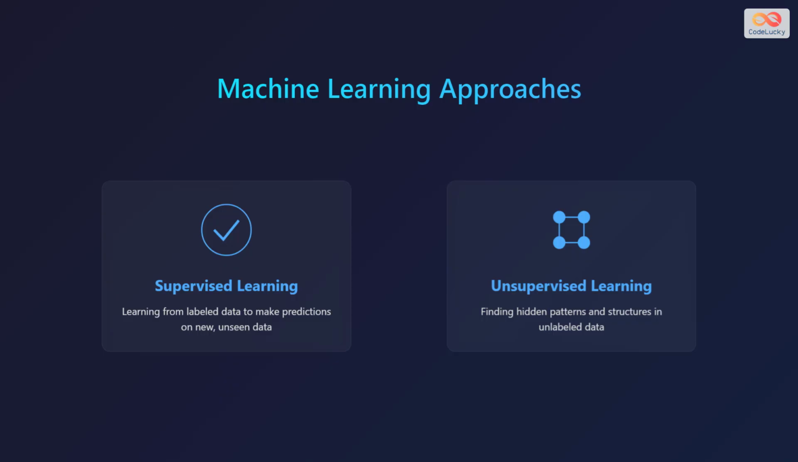This means that you provide the model with both the input features and the correct output, enabling it to learn the relationship between them. The goal is to enable the model to make predictions on new, unseen data based on the patterns it has learned from the labeled data.